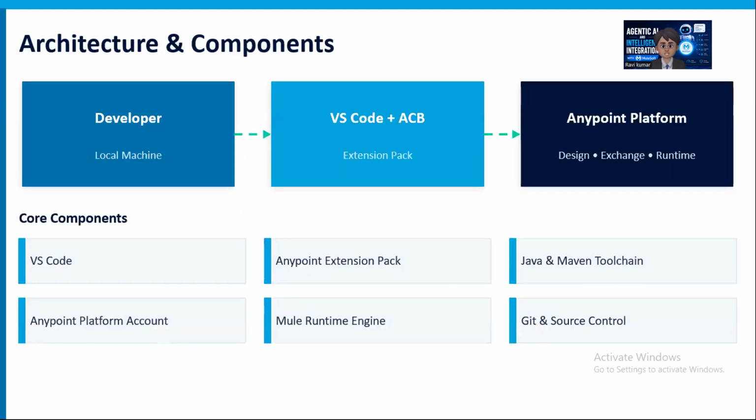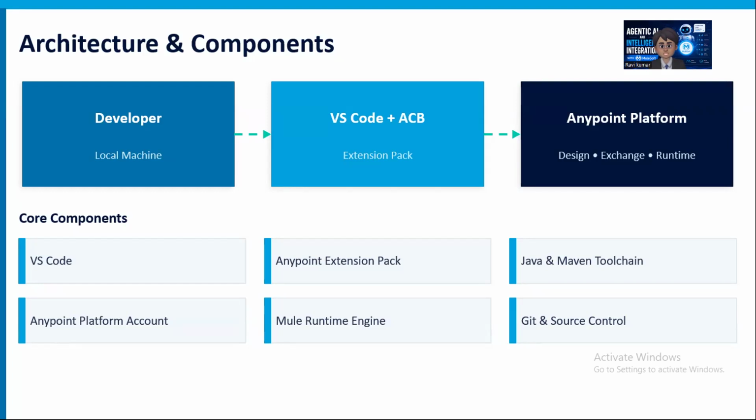On the architecture and component side, there will be a developer on a local machine, and within VS Code, we need to install the ACB by using the Anypoint extension pack. And then we can connect our ACB with Anypoint platform. So the core components are VS Code, Anypoint extension pack, Java and Maven, and then we will have an Anypoint platform account.